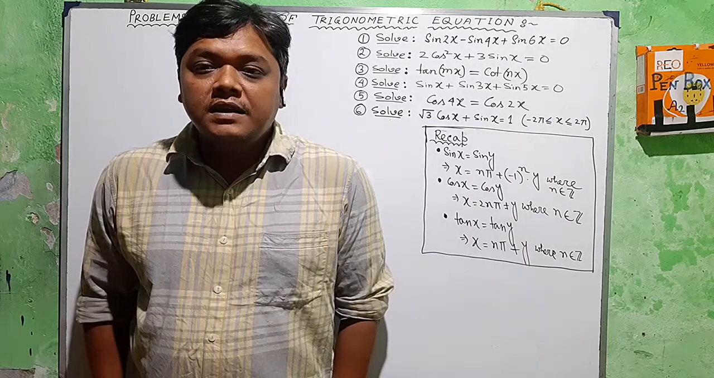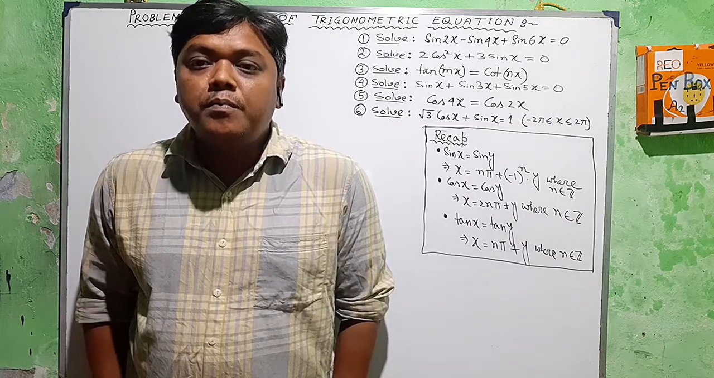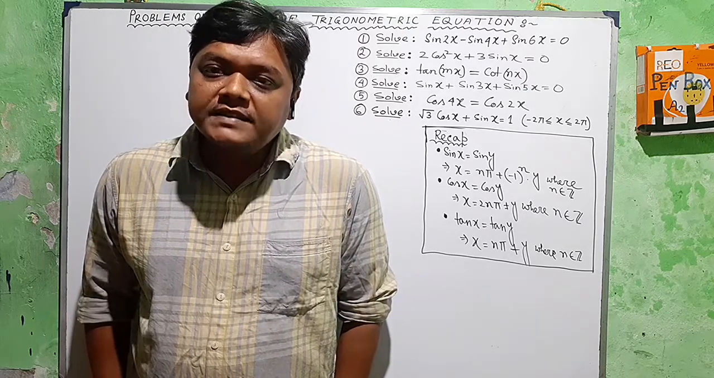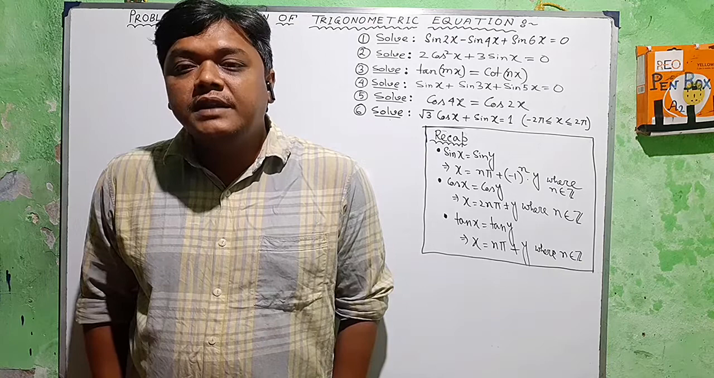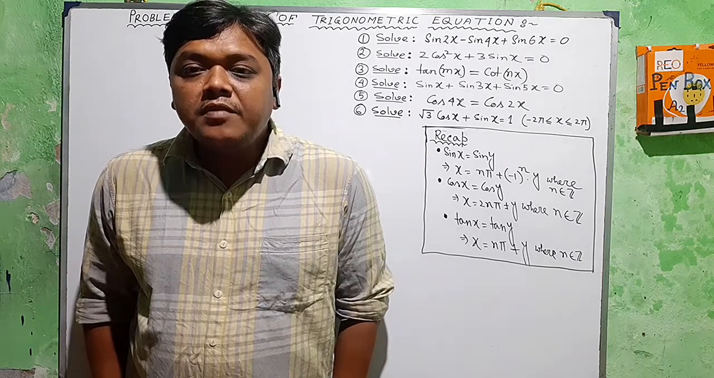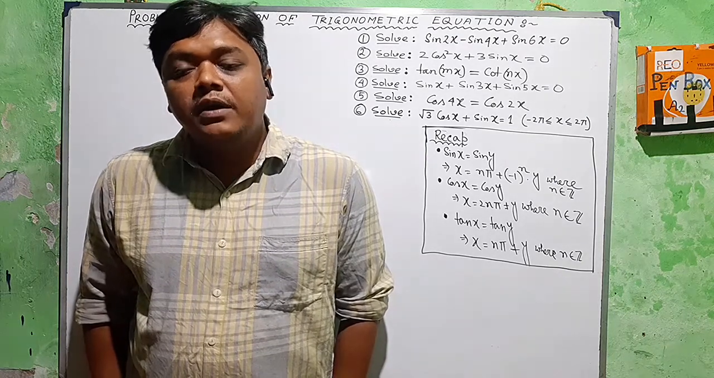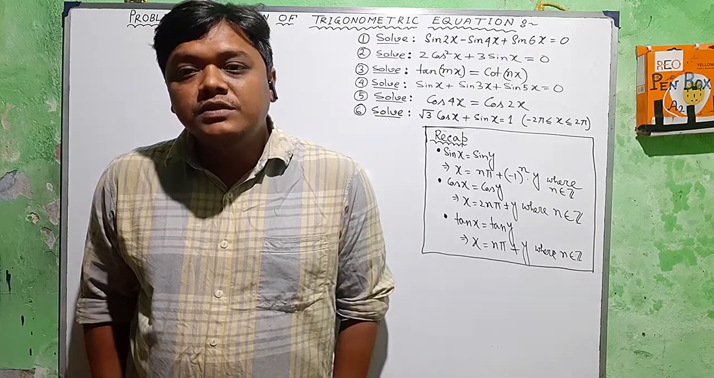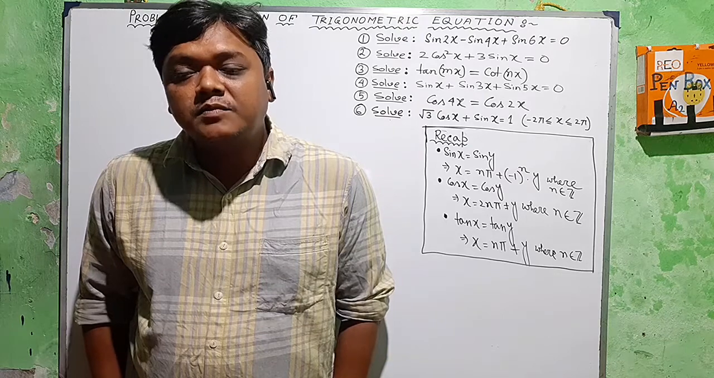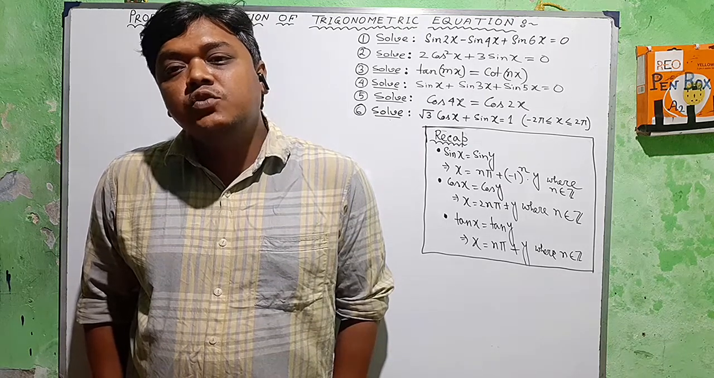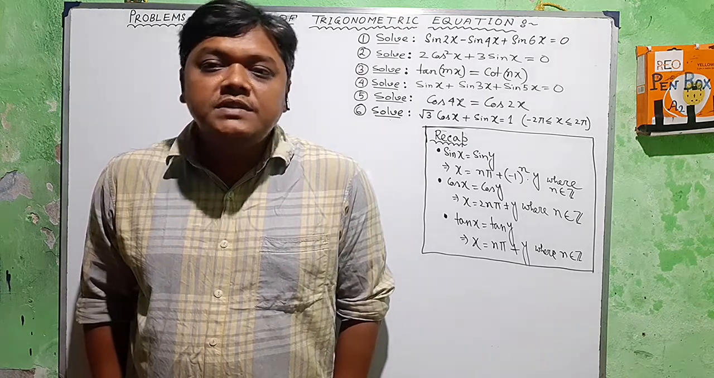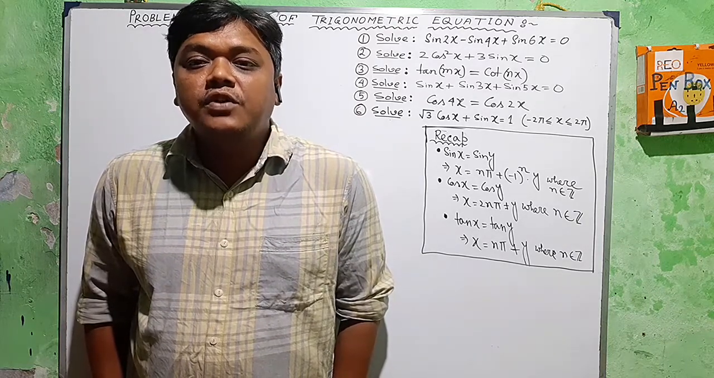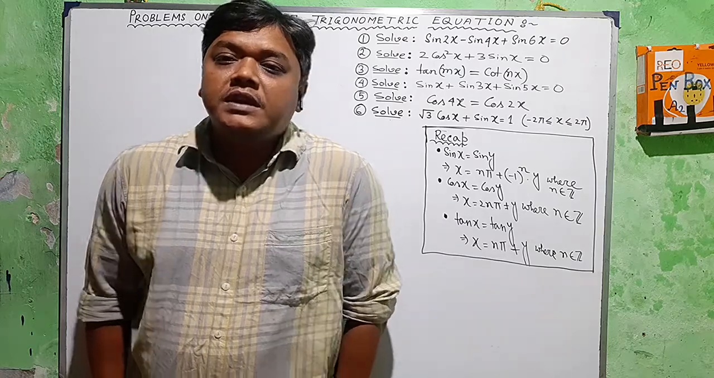And similarly, if x and y are not multiples of pi by 2 and satisfy the equation tan x equals tan y, then x equals n pi plus y, where n also belongs to Z. That means n takes the values 0, plus minus 1, plus minus 2, plus minus 3 and so on. So by using these three formulas, we are trying to solve the general solutions of the given trigonometric equations.